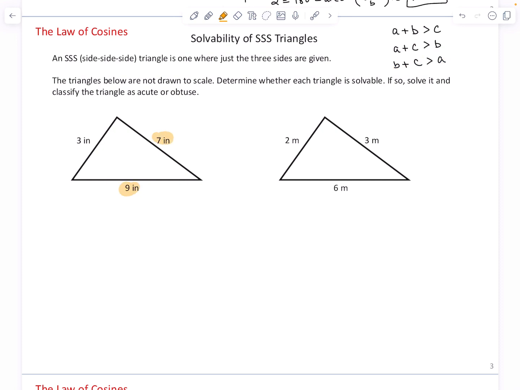So 7 plus 9 is 16, that's more than 3, check. 3 plus 7 is 10, that's more than 9, check. And 9 plus 3 is 12, that's more than 7, check. So this is a possible triangle, and all that we need to do now is find the interior angles.